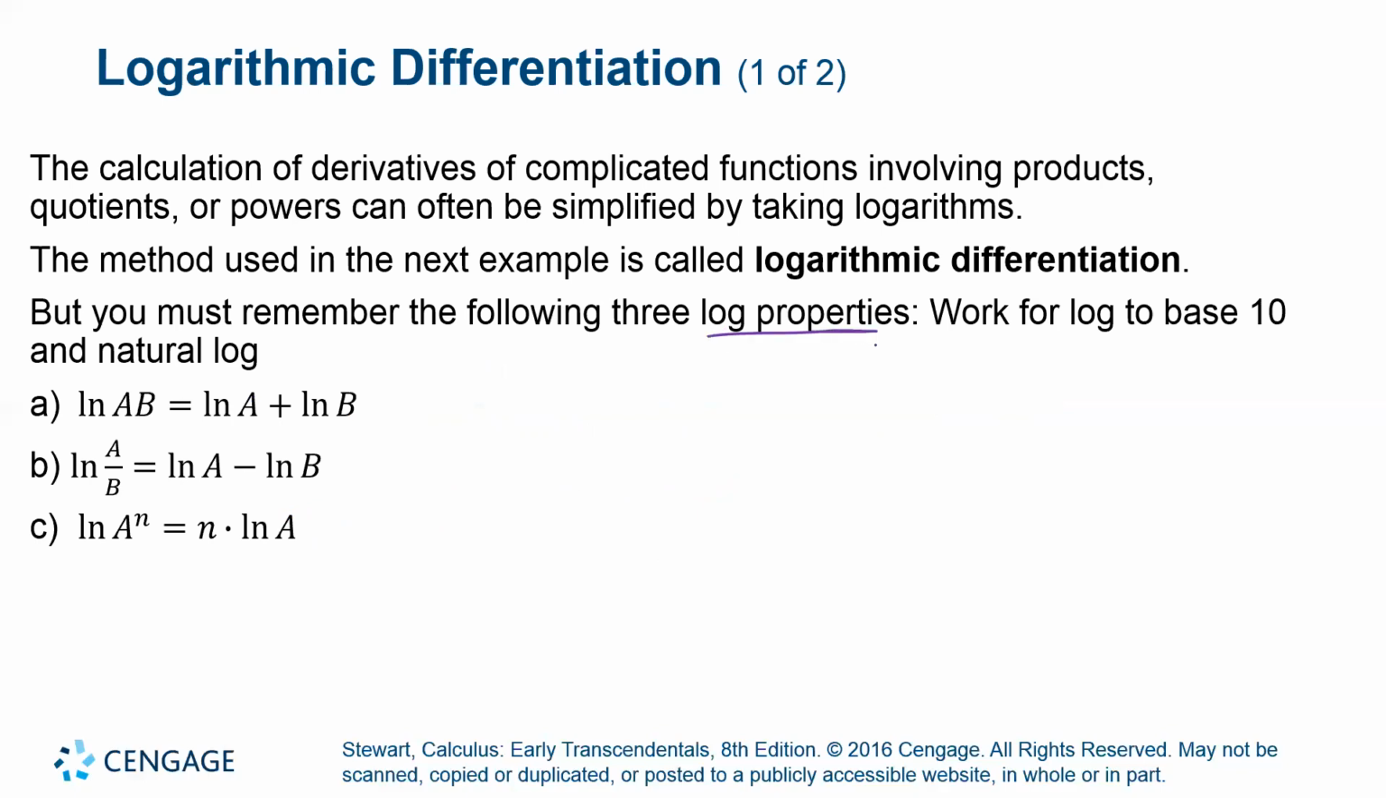Log properties work for log to the base 10 or base 2 or any base, and also the natural log. So I have it in terms of the natural log: if you have natural log of a product of two things, they become the sum. And natural log for the quotient becomes the difference, the minus. And if you have natural log of a raised to n, the n comes to the front and multiplies natural log of a.